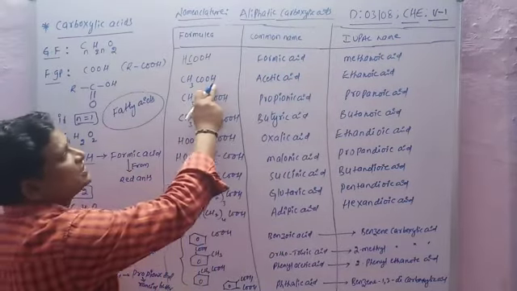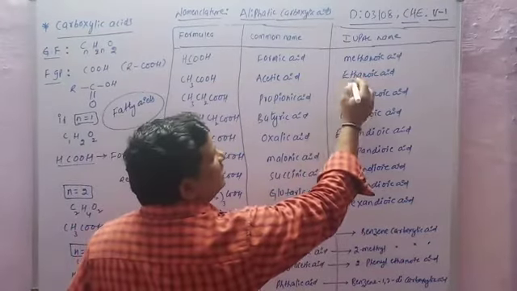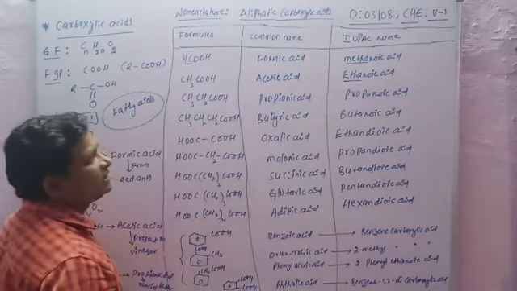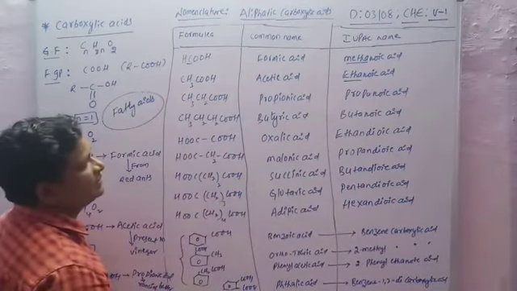CH3COOH. The common name is acetic acid. The IUPAC name is ethanoic acid. It is ethanoic because it contains 2 carbons.